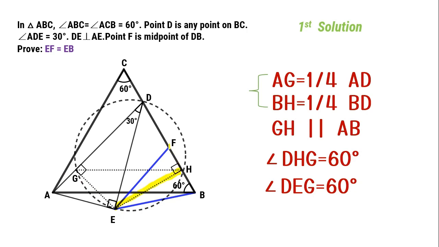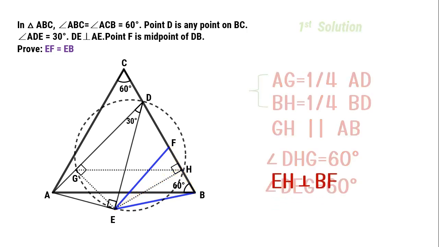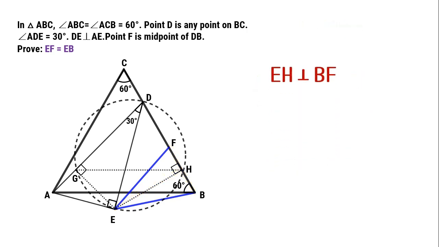We get EH perpendicular to BF. H is the midpoint of BF, so BH equals HF. So EH is the perpendicular bisector of BF. We can get the result: EF equals EB.